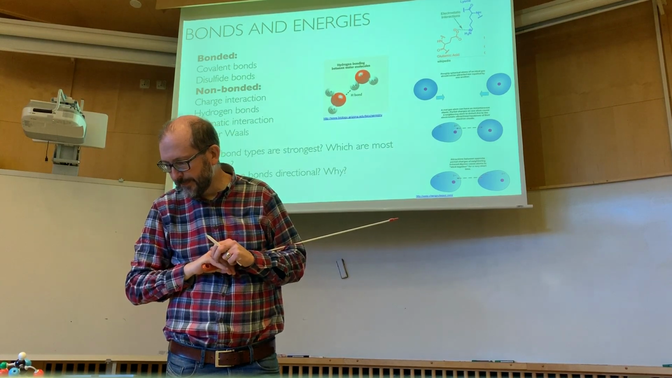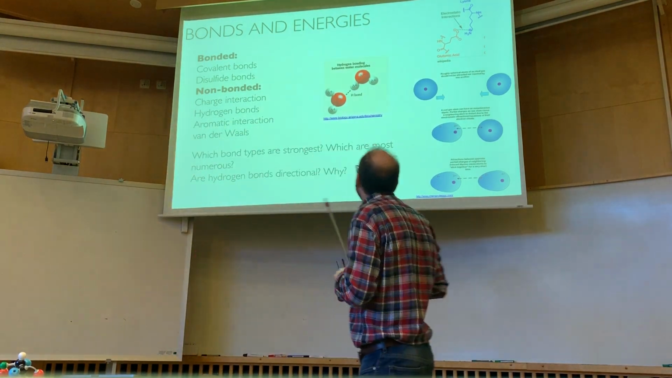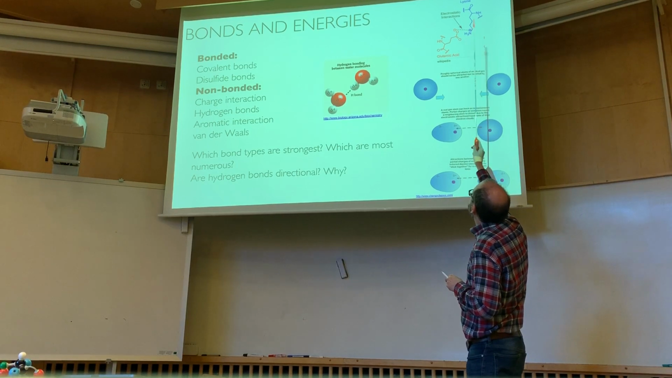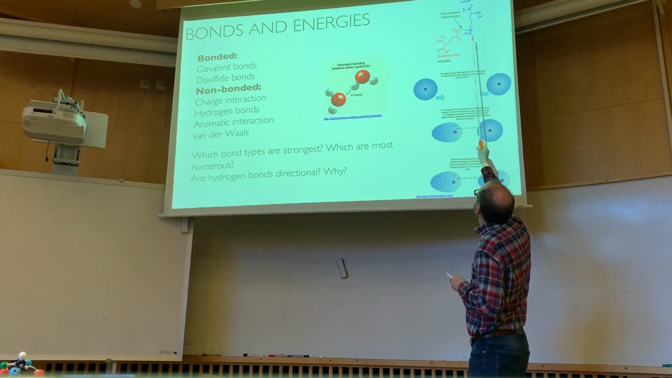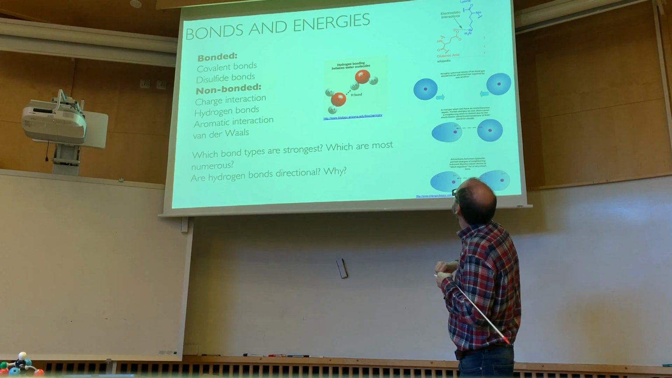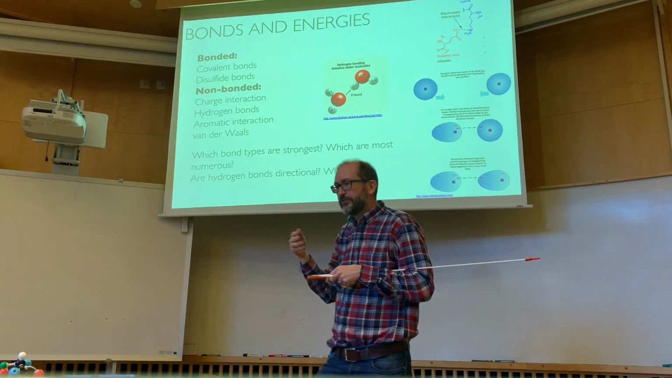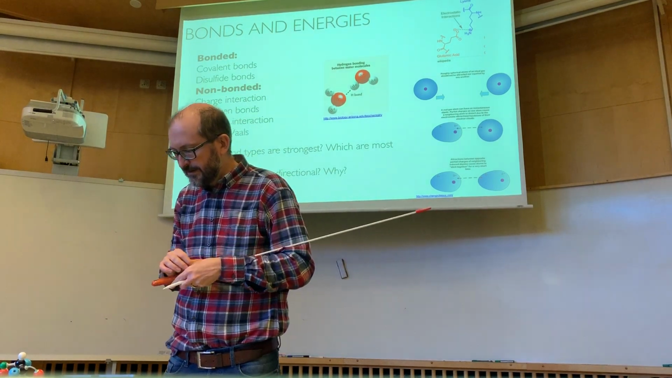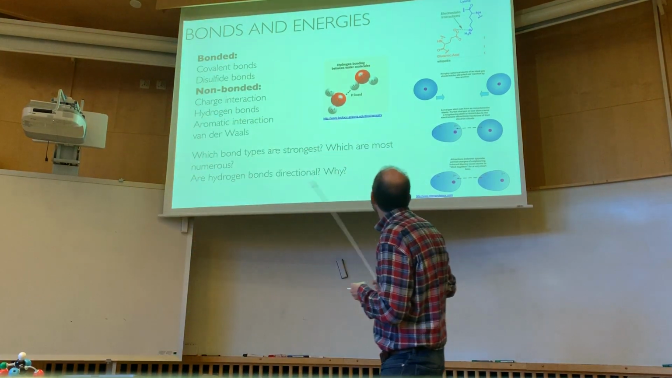There's also the electrostatic interaction. So for example, in a salt bridge, you see, let's say, a negatively charged glutamate with a positively charged lysine. You can get this QQ over R interaction. And then there's a van der Waals interaction.